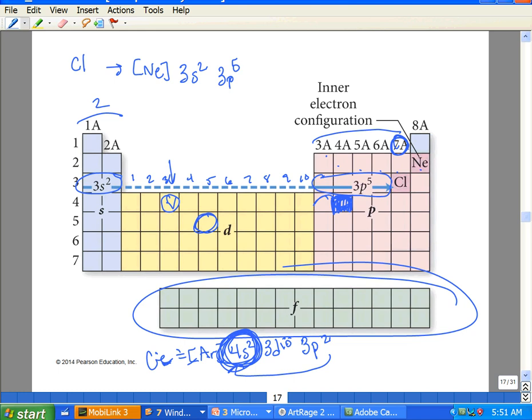Okay, still have 10 minutes. One more thing I want to tell you. There's always exceptions to everything in chemistry. So those are the general rules that I gave you on the order of electron filling.